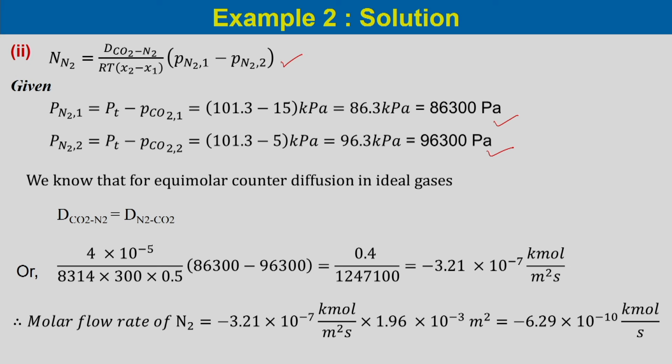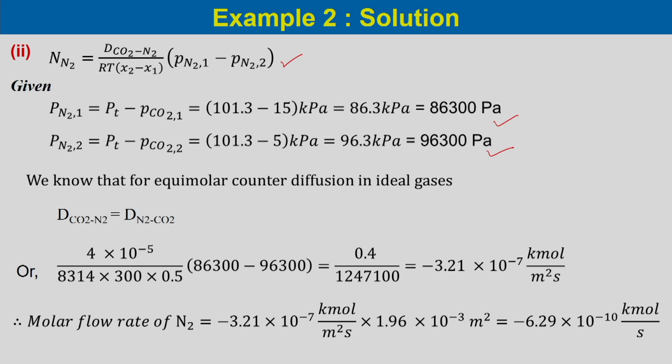So, the molar flow rate we can calculate in similar ways: minus 3.21 into 10 to the power minus 7 kilomole per meter square second, into 1.96 into 10 to the power minus 3 meter square, which would be equal to minus 6.29 into 10 to the power minus 10 kilomole per second. So, this proves that the fluxes for both the components for equimolar counter diffusion are the same in magnitude, with mutual diffusivities equal.